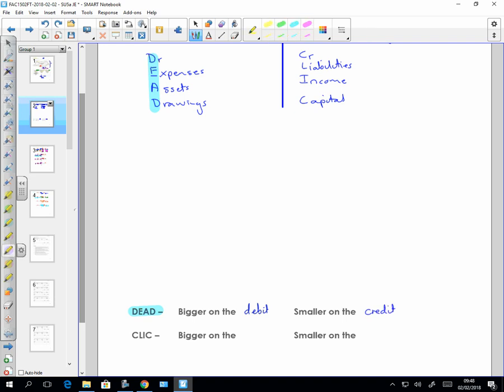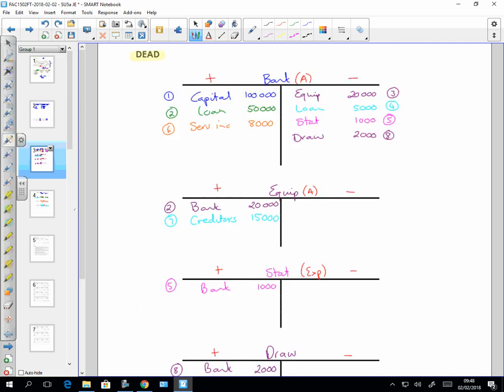CLIC says any liabilities, income, and capital accounts will get bigger on the credit side and smaller on the debit side. Let's go and see if my little example was right. Bank is an asset. Dead or CLIC? Dead. Debit expenses, assets, and drawings to make them bigger, and credit them to make them smaller.